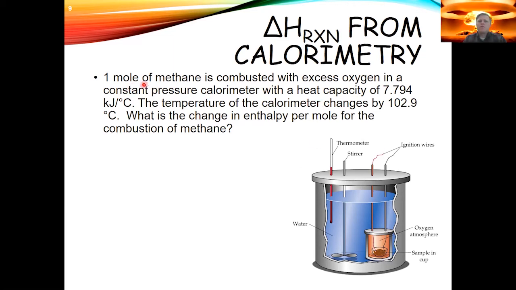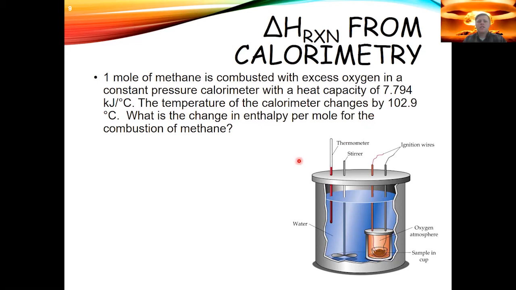Well, let's say that 1 mole of methane is combusted with excess oxygen in a constant pressure calorimeter, like the one we got here, with a heat capacity of 7.794 kilojoules per degree Celsius. The temperature of the calorimeter changes by 102.9 degrees Celsius. So this is a big change in temperature, right? 102 degrees is a big change. What is the change in enthalpy per mole of the combustion of methane?